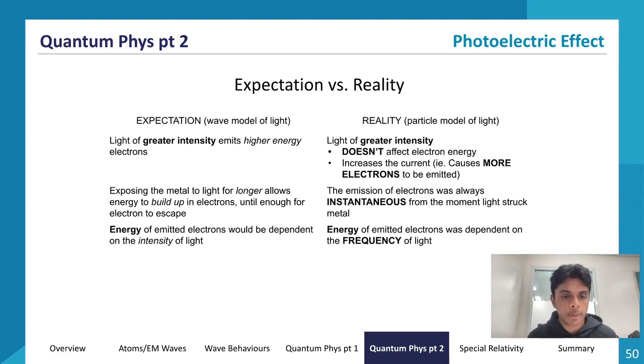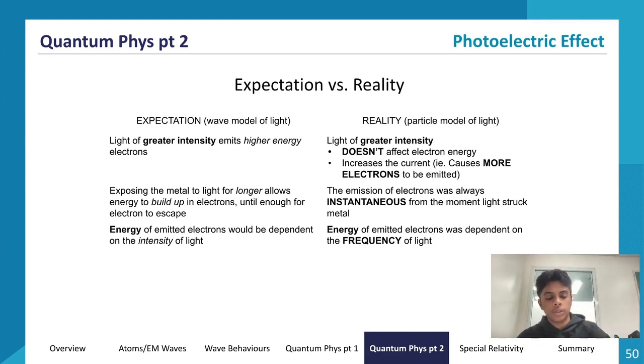And then we have exposing the metal to light for longer allows energy to build up in electrons until enough for the electron to escape. Again, no, because the emission of electrons was always instantaneous from the moment light struck the metal. By instantaneous, I mean the photon would collide. If it had enough energy, the electrons would instantaneously be emitted. If it didn't have enough energy, nothing would happen.